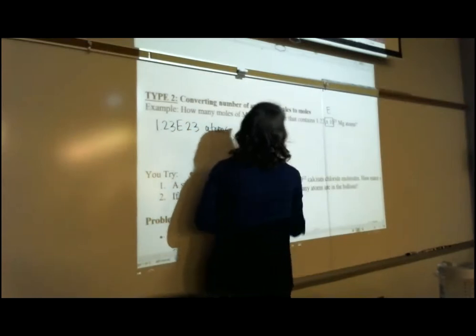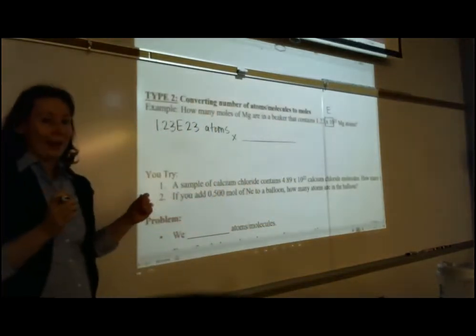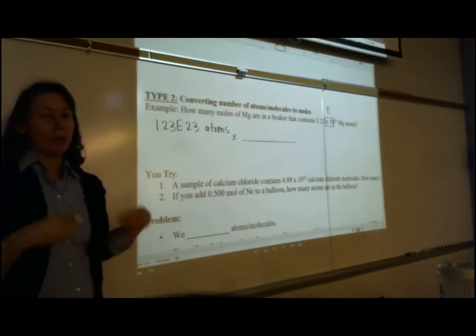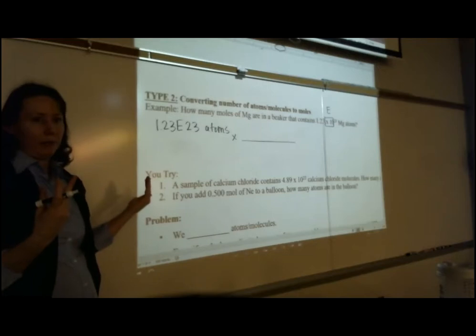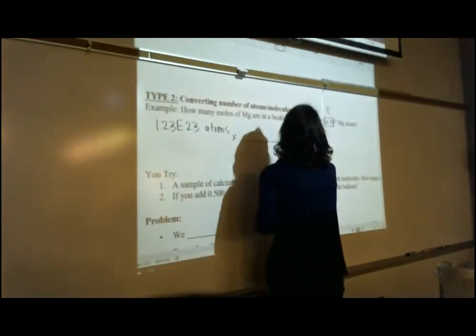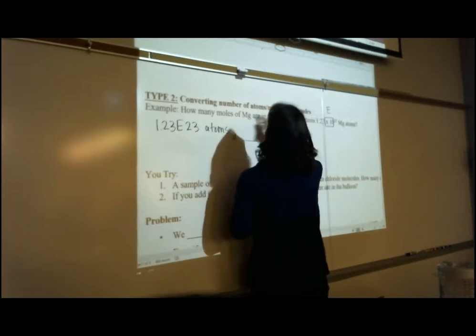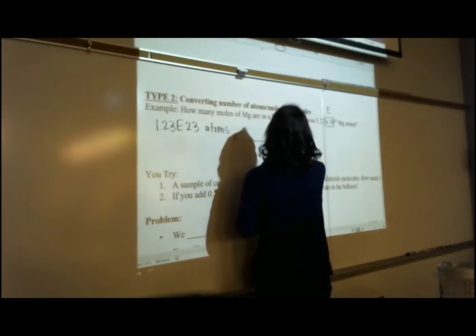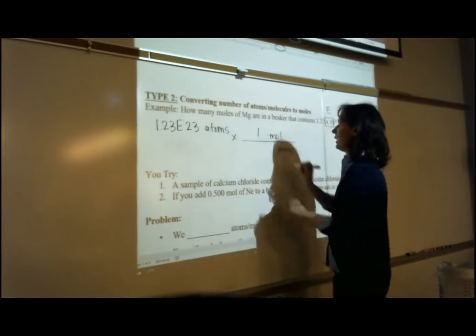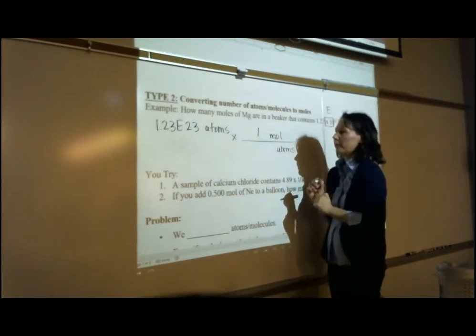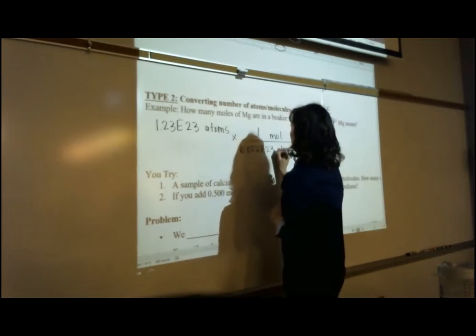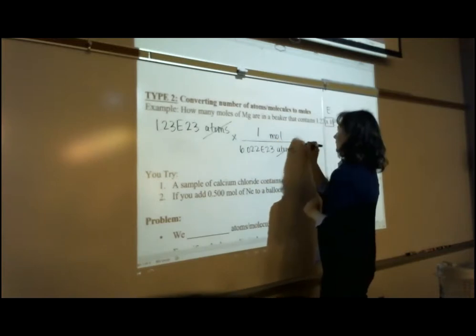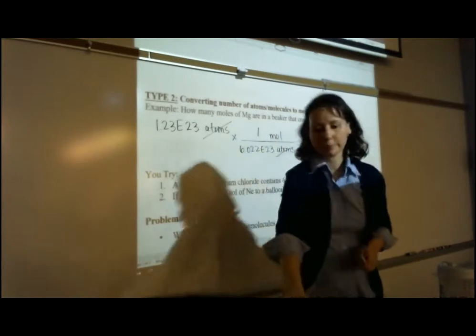All right, 1.23 times 10 to the 23rd atoms is what I have. Now I want to set up my conversion factor so that the unit I want to go away is on the bottom, the unit I want to keep is on the top. So where does atoms go, on the bottom or on the top? Bottom, right? The number associated with atoms goes with it. And we're converting to moles, so moles goes on top. 1 mole contains how many atoms? 6.022 times 10 to the 23rd. So atoms goes away, and my unit is now moles.